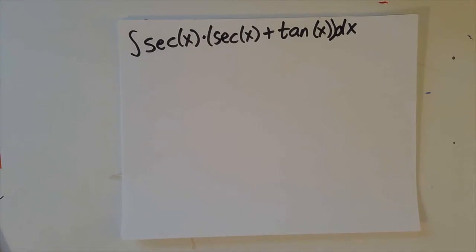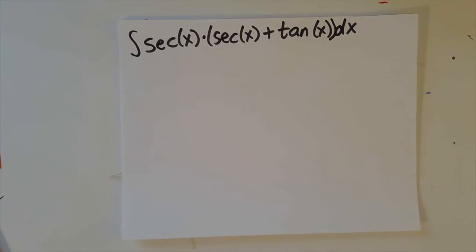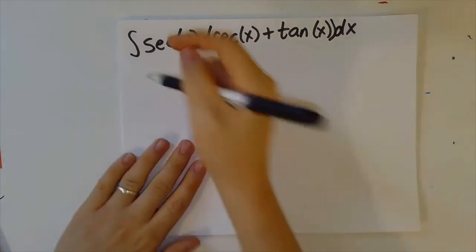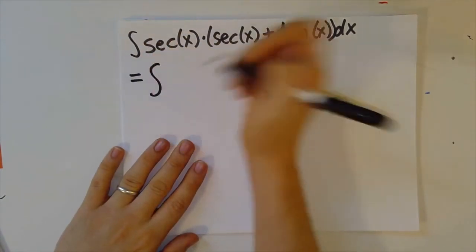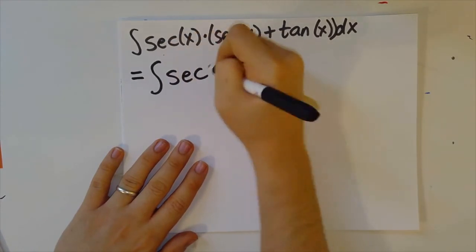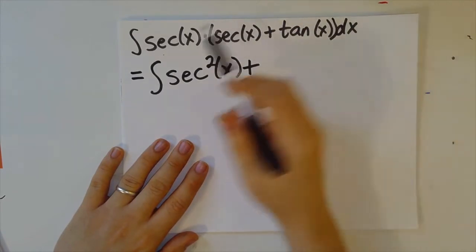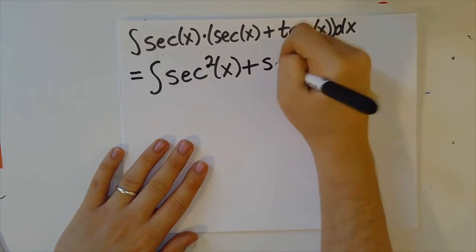And I first want to note, I have a product here. There is no product rule for integrals. So if I have a product, there's no way I can do this just by knowing how to do the things separately. So if I have a product, I probably want to multiply it out first if I can. So this is actually going to become the integral of secant times secant, which is secant squared of x, and then plus a secant of x times tangent of x.